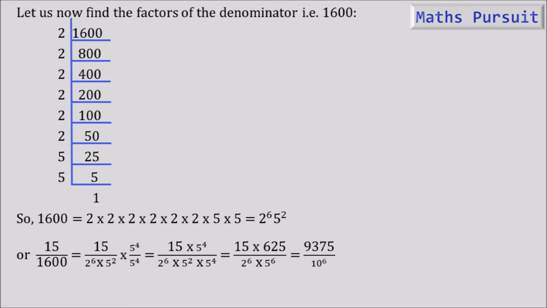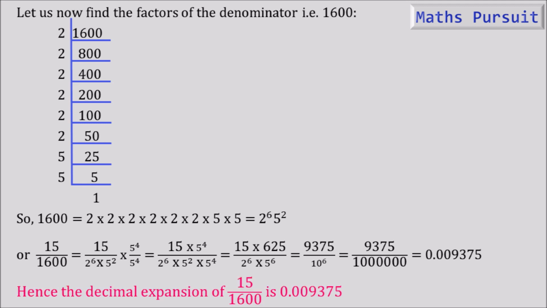And I can write that as 9375 by 1 followed by 6 zeros, that means 10 lakhs. And now looking at the number, we can easily tell that this is 0.009375, because we are dividing 9375 by 10 lakhs. So we are putting our decimal after 6 places. Hence the decimal expansion of 15 by 1600 is 0.009375.